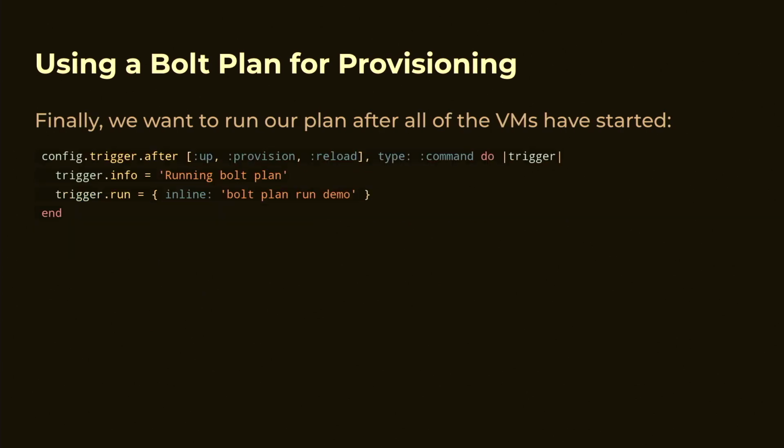And then the other thing we want to do is we want to run a trigger after this is run. So we define all of our virtual machines. We do a Vagrant up. Vagrant spins up all the virtual machines, and then it runs bolt plan run, and then the plan name that we want to run with this trigger in place.